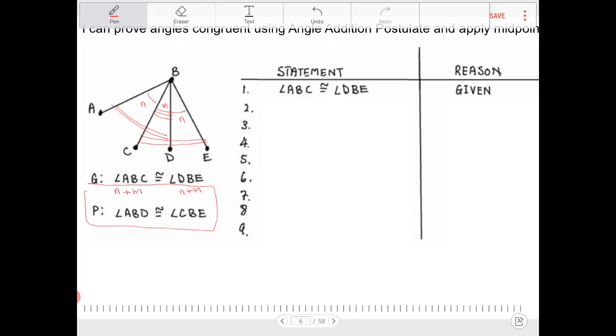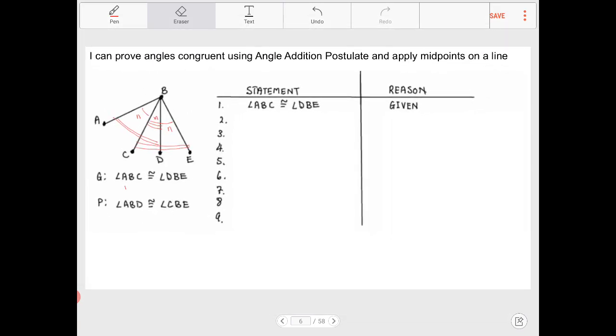Now, how do you go about doing this in a statement and reason chart? Very similar to the way we did it when we were proving segments congruent. So let's take a look. I'm trying to prove ABD congruent to CBE. As a strategy, since I know that ABD is made up of other smaller angles, let's write out the relationship. I know that ABD is equal to ABC plus CBD.